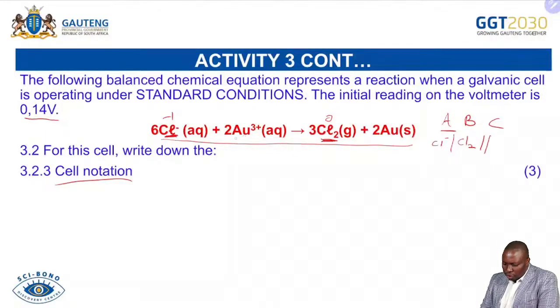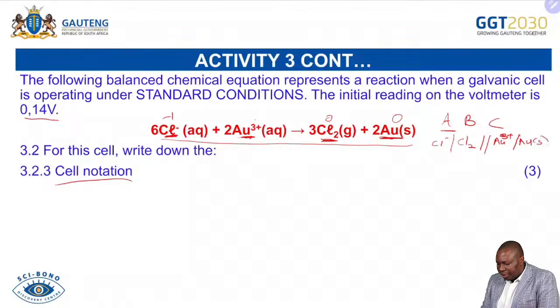At the cathode, we have Au3 plus. Remember, when an element is alone, the oxidation number is 0. So you have gold 3 plus becoming gold 0, which is 3 plus becoming 0. Definitely, this is the reaction at the cathode, which is gaining of electrons. Au 3 plus is becoming Au. Now, on the gold side we have a solid, but on the chlorine side we have a gas. Remember, Cl2 is a gas, and chlorine minus is an aqueous solution.